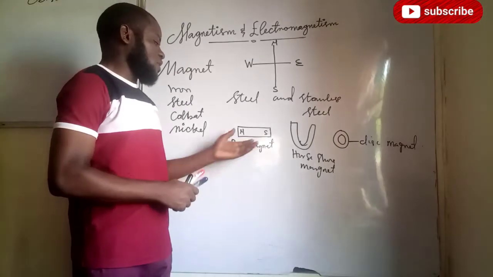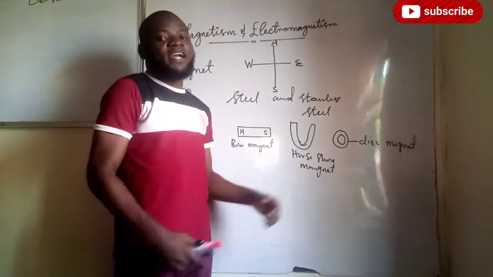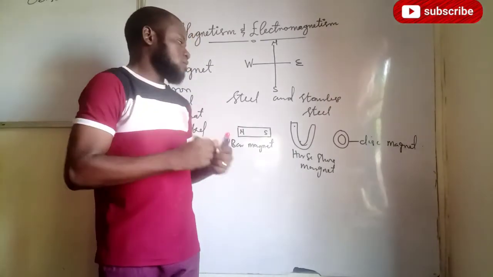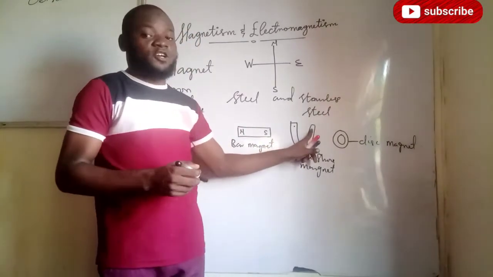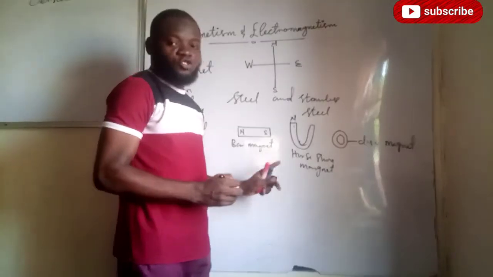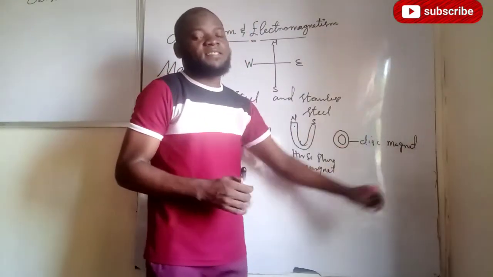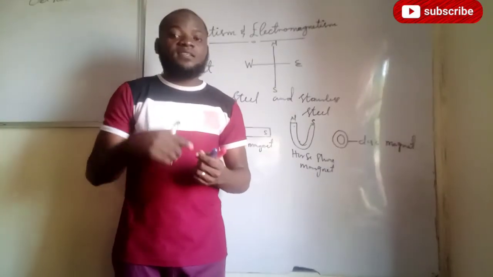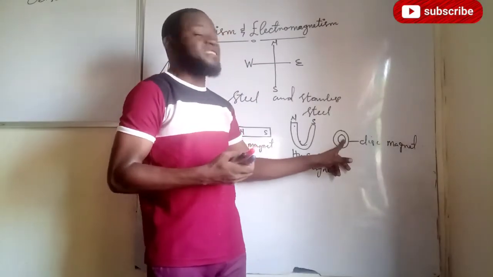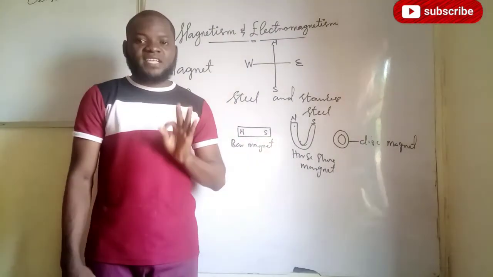How we determine the North and the South Pole of a bar magnet is what I explained just now. For the horseshoe magnet, to know its North Pole, there is always a white dot on the North Pole, while the other side is the South Pole. So where you see this dot is the North Pole of the horseshoe magnet, while the other side is the South Pole. As for the disc magnet, just like a coin has a head and a tail, the same thing goes for the disc magnet. The top is the North Pole, while the bottom is the South Pole. Do we understand this now?